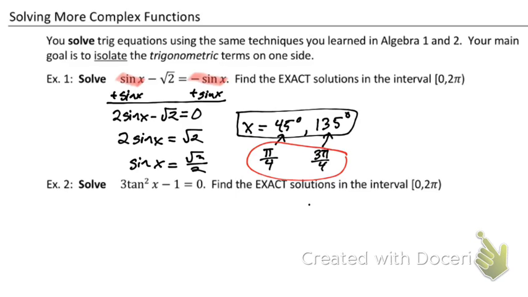All right, our next one is 3 tangent squared x minus 1 equals 0. Well, picture this as just being 3x squared minus 1. You would add 1 to both sides, you divide by 3, and then you would take the square root. You are going to do the exact same thing.